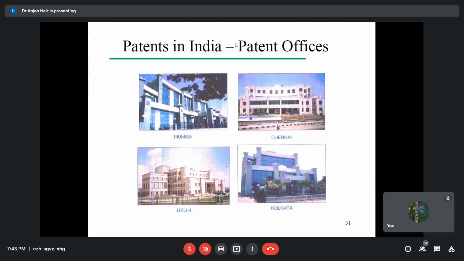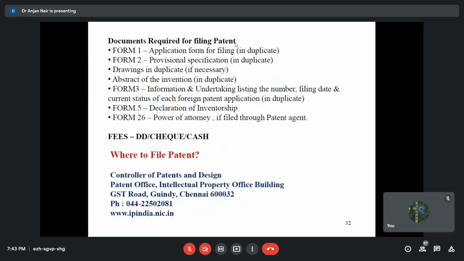So these are the patent offices, some pictures. And what are the documents required for filing? These are the basic documents. Form 1, in 2 copies, is the application form. Form 2 is a provisional certificate, that is if you want to. Yeah, we'll come to that later.